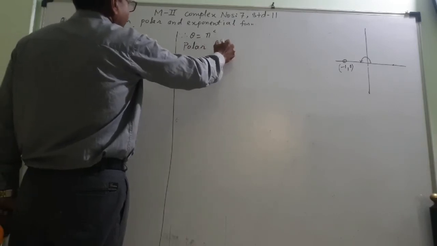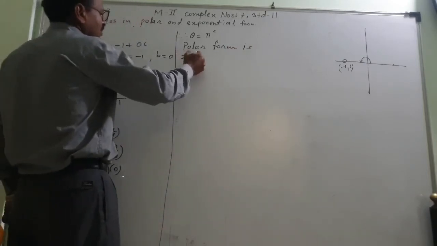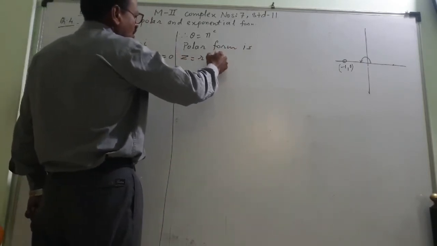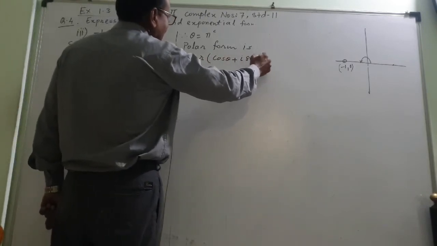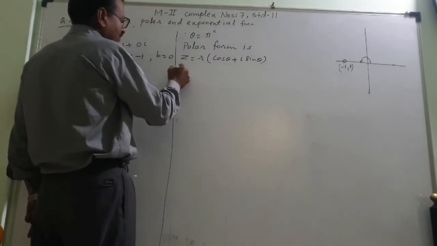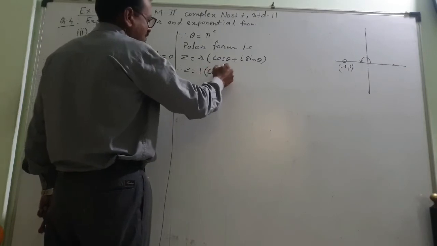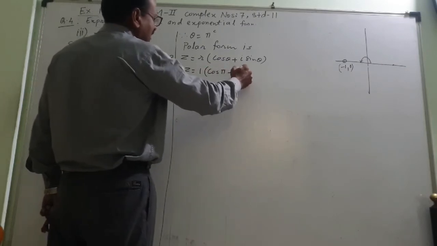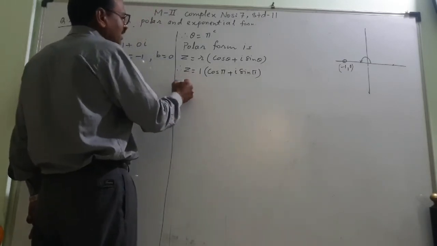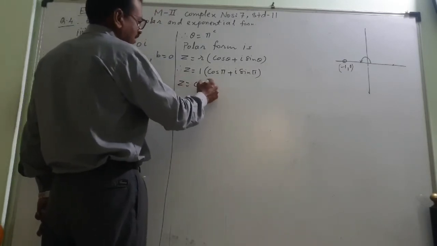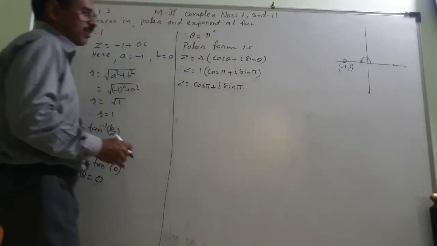Polar form. What is that polar form? Z is equal to R into cos theta plus I into sin theta. Theta I have got. Therefore, z is equal to r, which is 1, into cos of pi plus I sin of pi. So instead of this 1, I will write simply cos of pi plus I sin of pi. This will be your answer.